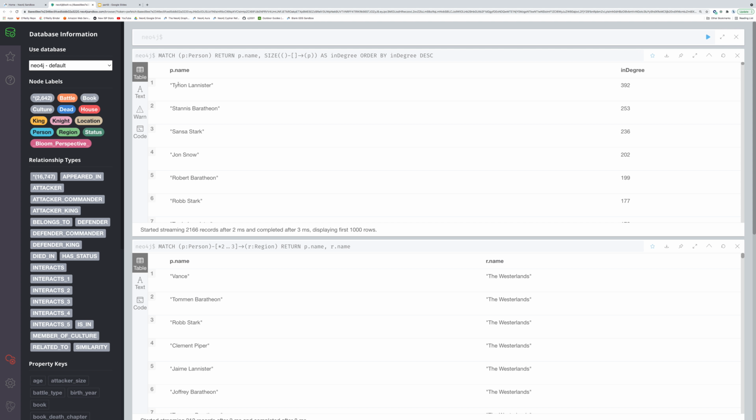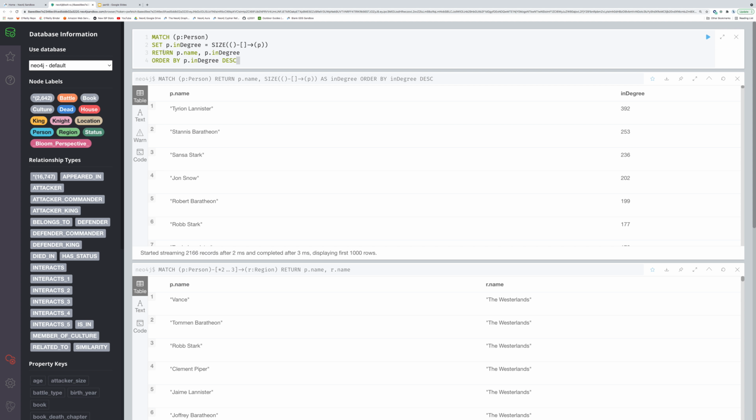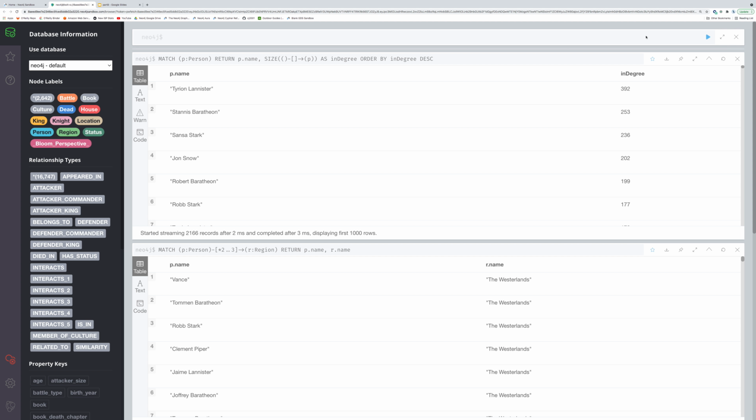Okay, so I see that Tyrion Lannister is my node with the highest in degree, and that makes perfect sense if you know the books. Now, I could also set in degree as a property to my nodes, and that's using this set function right here. So when I have my person P, I am using this dot in degree. What that's saying is that I'm setting the property in degree with that person equal to that same size relationship. So I can give that a run, and that'll give us back exactly what we saw before.